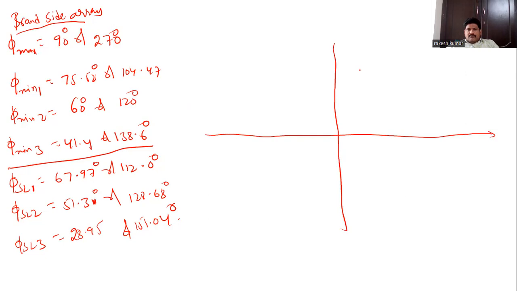Okay, so this is my diagram. This is theta, alpha is 0 degrees. This is 90 degrees. This is 180 degrees. This is 270 degrees. Okay. So first, draw the nulls. The first null is at 75 degrees and 104 degrees. So 75 degrees means you get like this. I will draw with a dotted line.